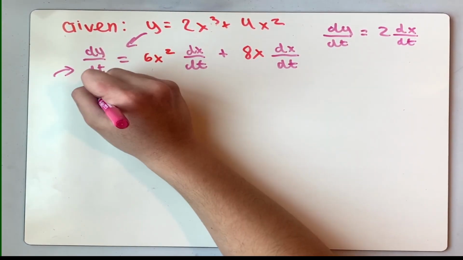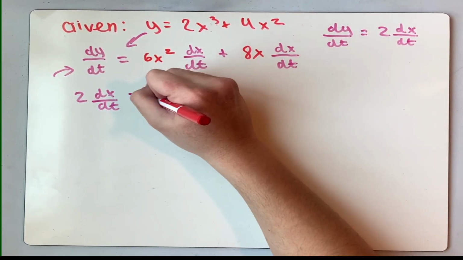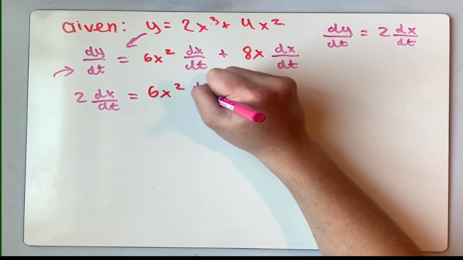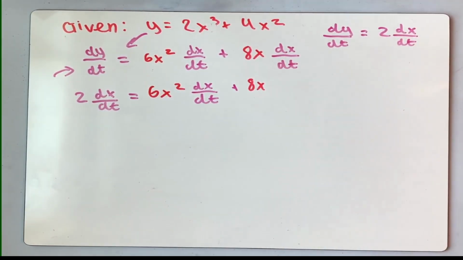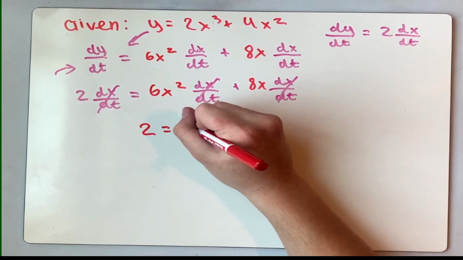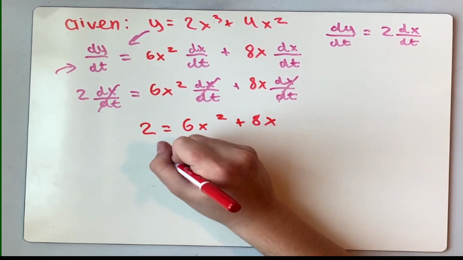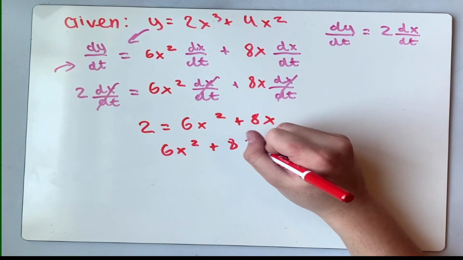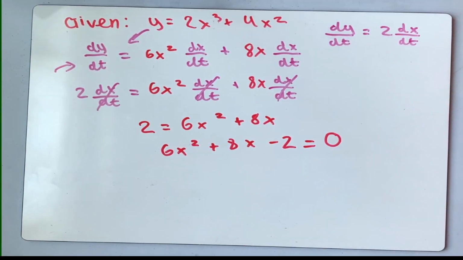We know that dy/dt is equal to 2 dx/dt. We can substitute it into the equation to eliminate an unknown variable. Since every term on both sides of the equation has dx/dt, we can factor it out to eliminate another variable. This will leave us with a basic quadratic function, which we can then use to solve for x.